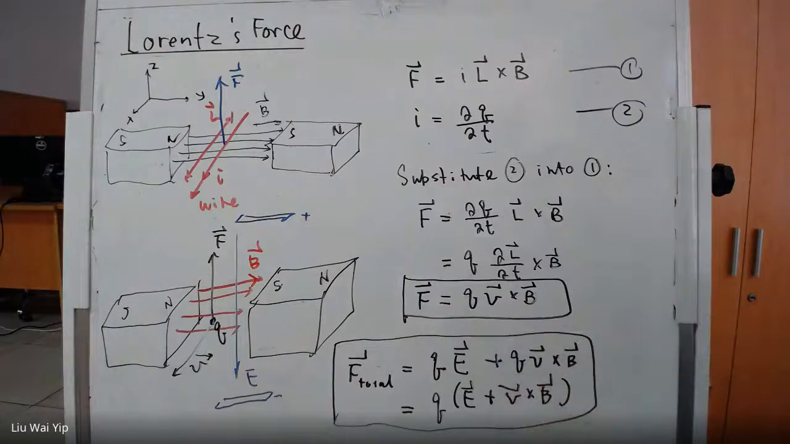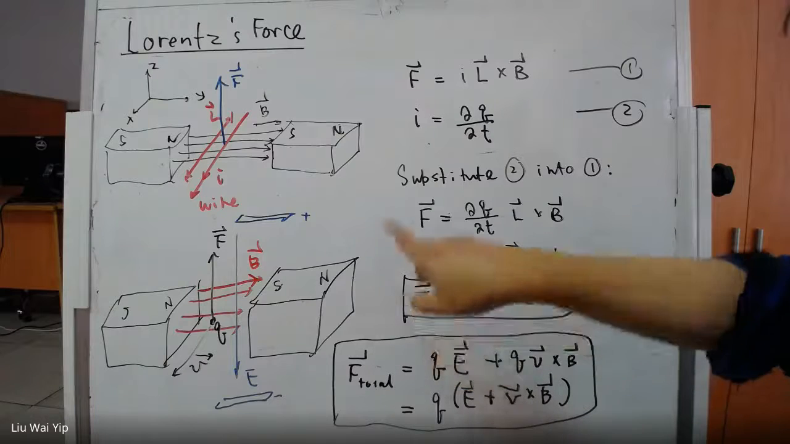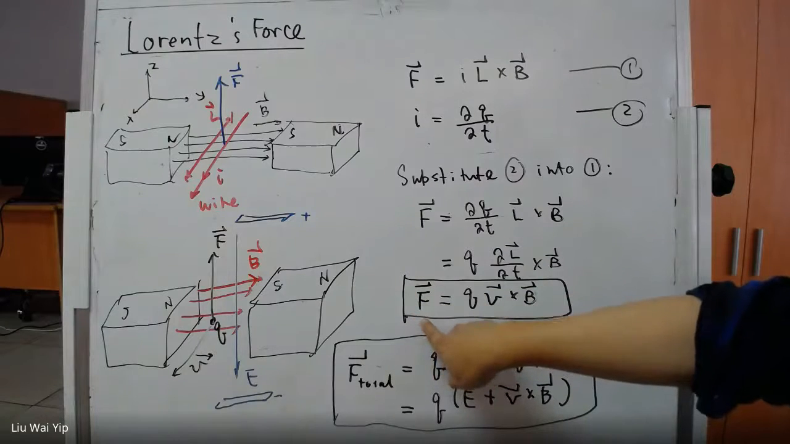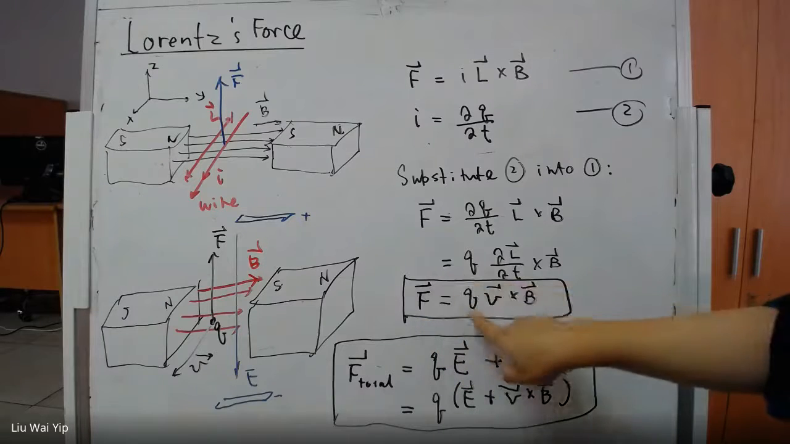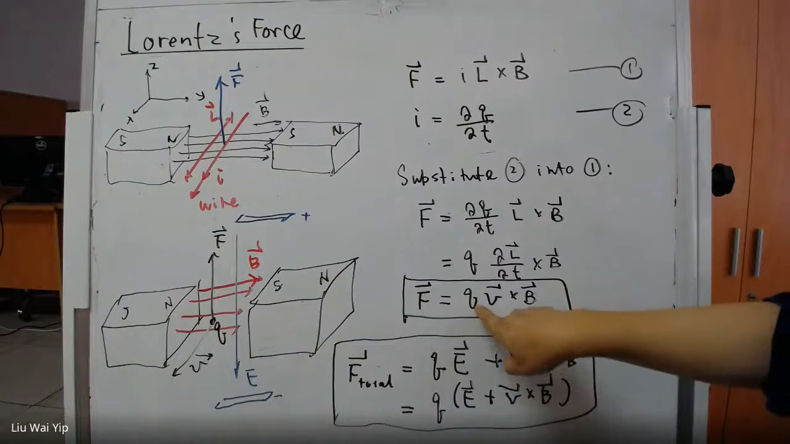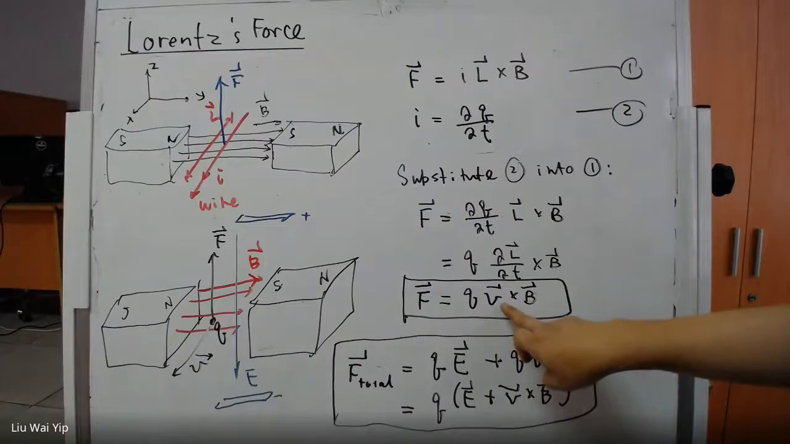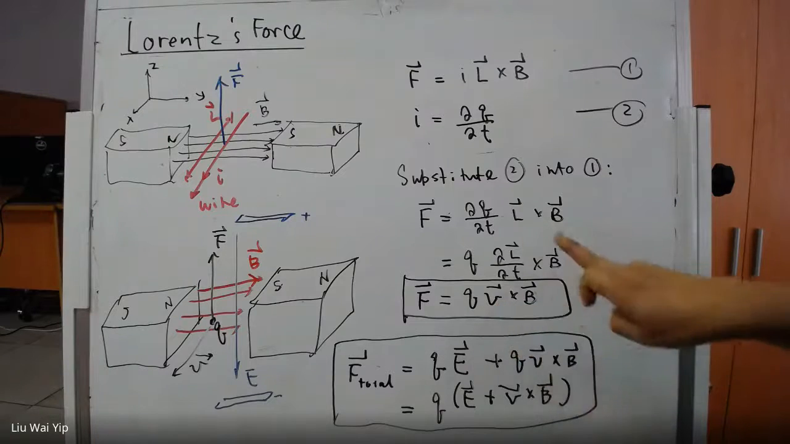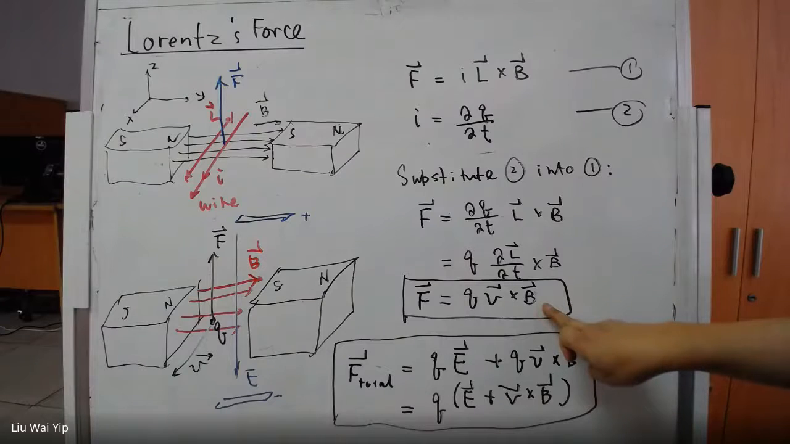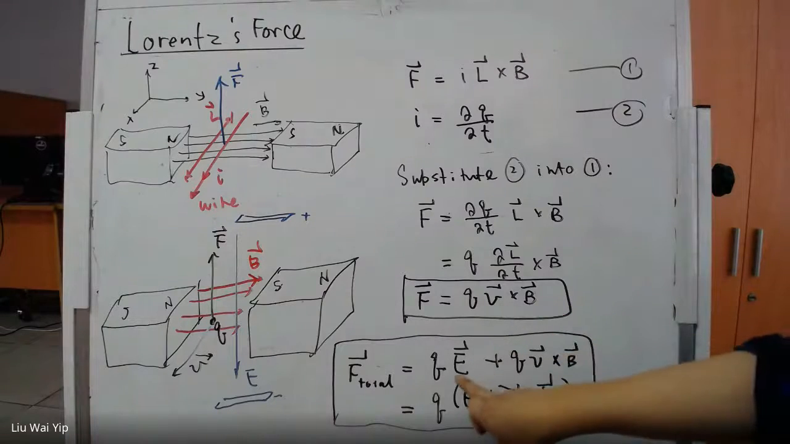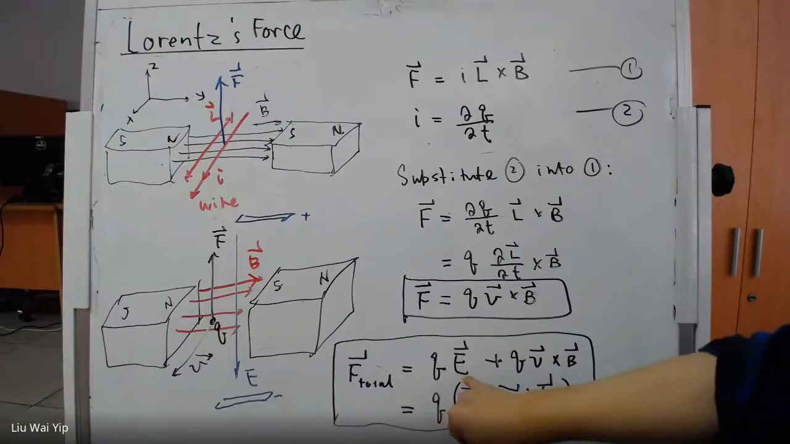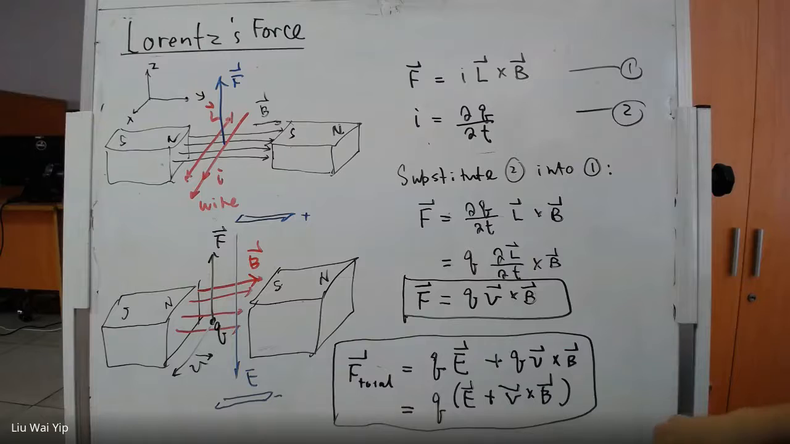So in this case, what I end up with is the interaction force equal to Q, which is the charge of the charged particle, and then V cross B. V stands for the velocity, and B stands for the magnetic field. The total force is given by the electrostatic force plus the Lorentz force. And in this case, I have got the formula here.